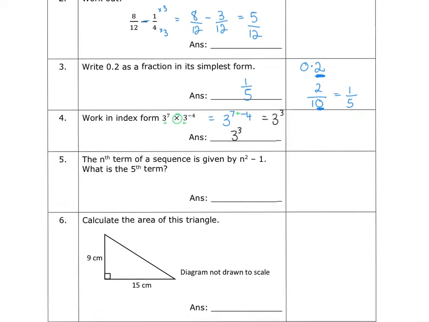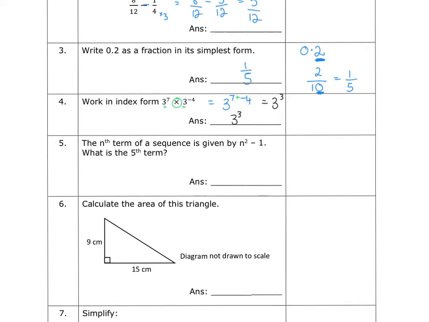Next question, the nth term of a sequence is given by n squared minus 1. What is the fifth term? The fifth term. So instead of n, we write number 5. That's it. So instead of n, we write 5. The rest remains the same. So 5 squared, which is 25, minus 1. We copied this, 25 minus 1, which is 24.